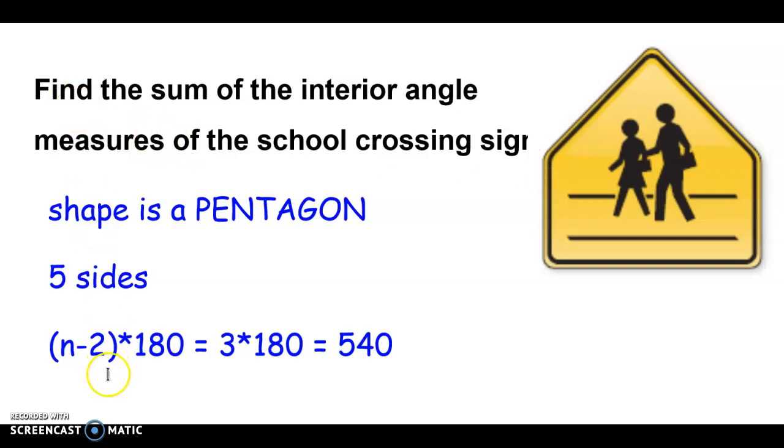Find the sum of the interior angle measures of the school crossing sign. Well, this school crossing sign is clearly a pentagon. If you count, there are 1, 2, 3, 4, 5 sides, right? It's a pentagon, 5 sides. So I look at the formula, n minus 2 times 180. Well, 5 minus 2 gives me 3, and 3 times 180 is 540 degrees. So it doesn't matter that it's a school crossing sign. It's just a sign that's in a shape. It's a pentagon. So I'll apply the same polygon rule.